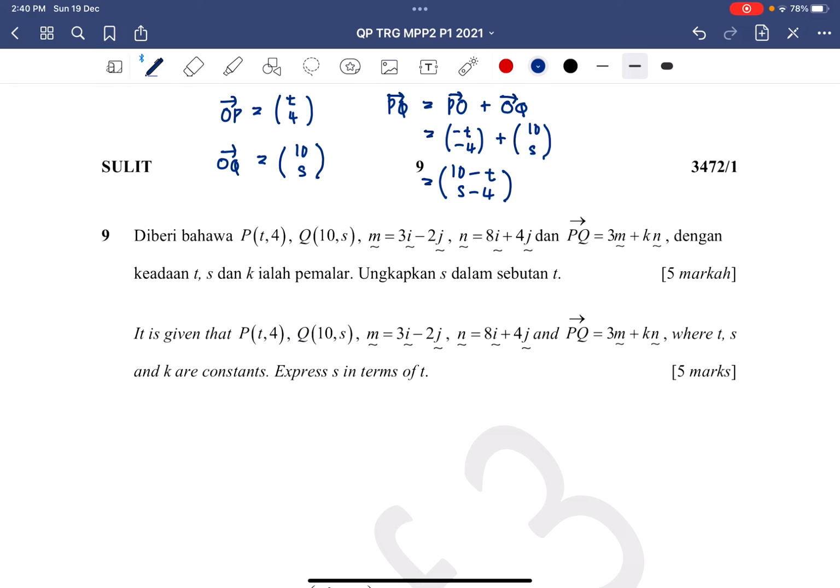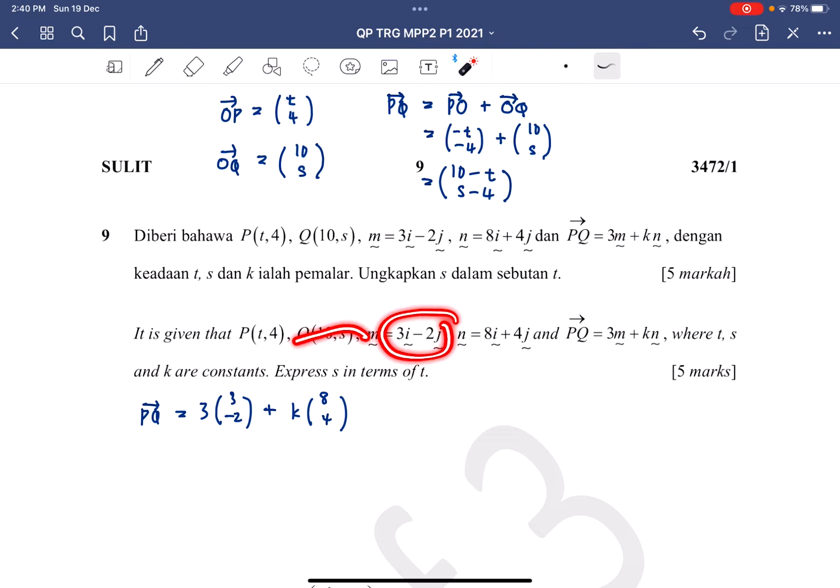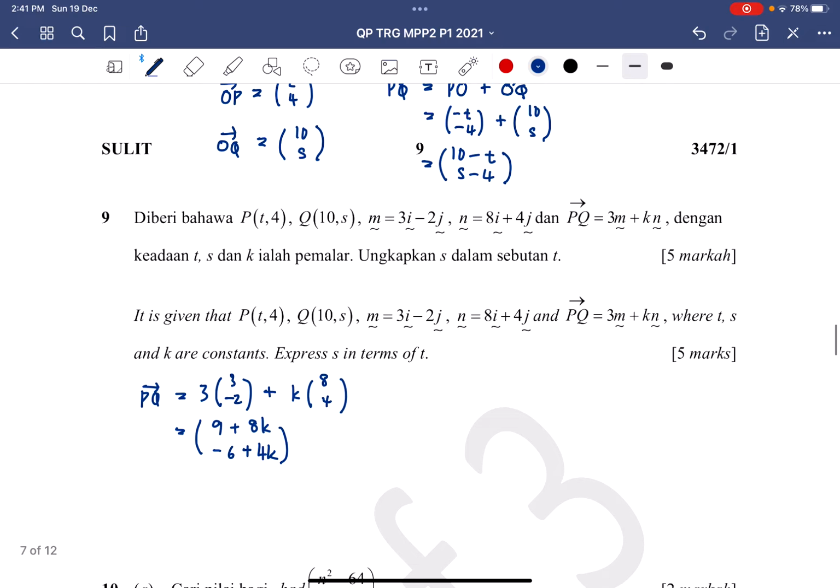Okay, second thing, we know that our PQ is actually 3m plus kn. So PQ will also be 3m, my m is (3, negative 2), plus kn, my n is (8, 4). I express my vector in column vector form. So I've got (9 plus 8k, negative 6 plus 4k).